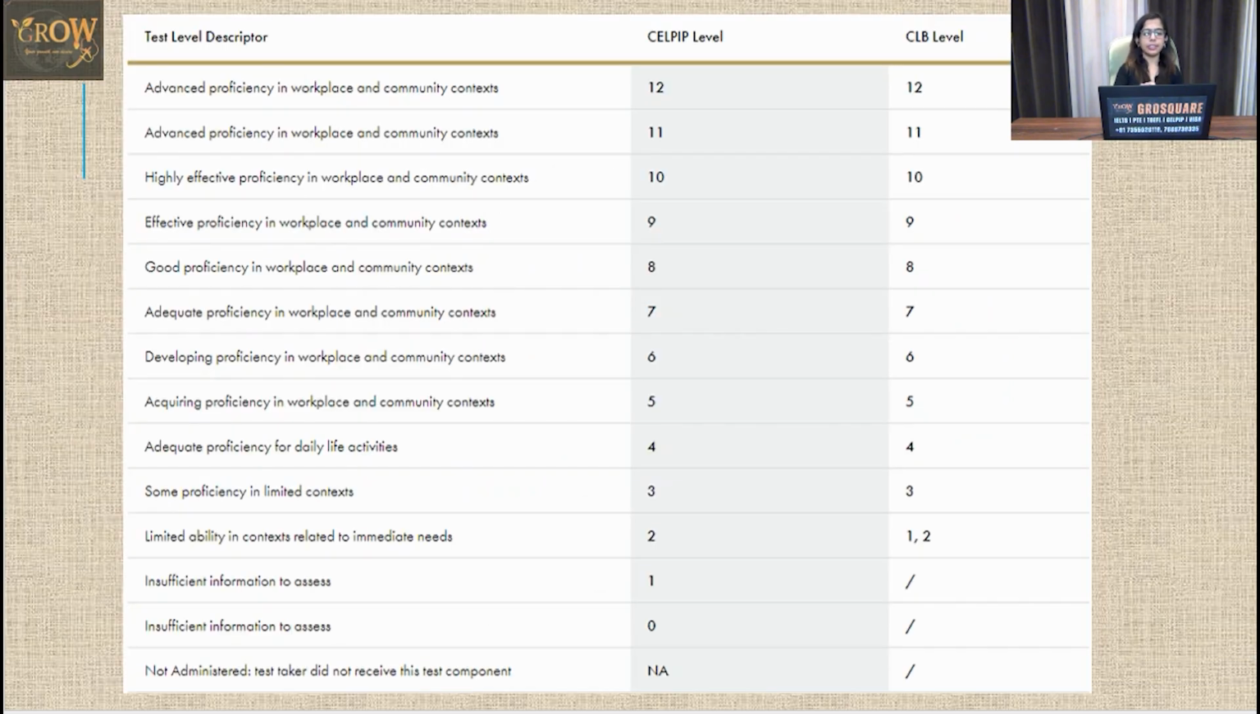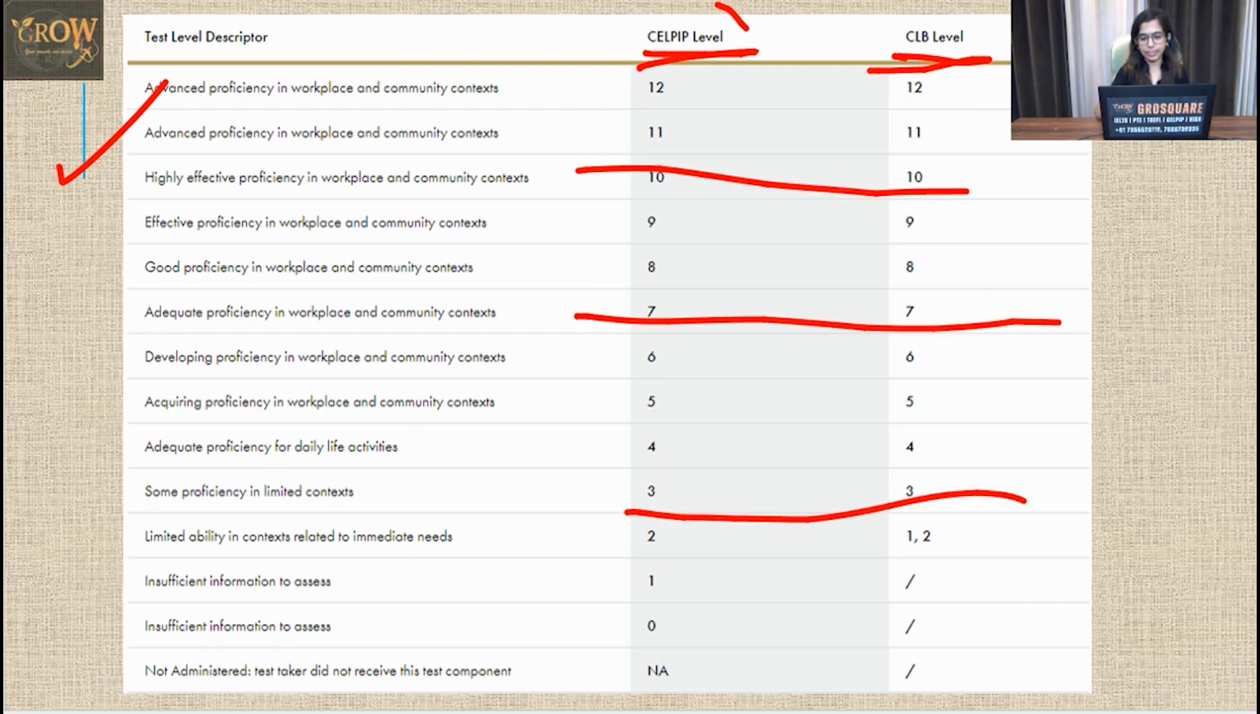So this is the test level descriptor. Here we have written about the CELPIP level, and here we have the CLB level. It's basically the same. Whatever the CLB is, it's the same over here as well. You can see, except for minor cases that no one would prefer to go for, right?